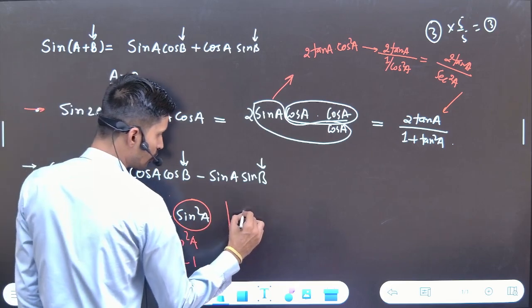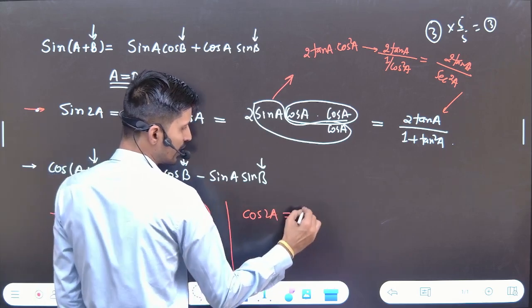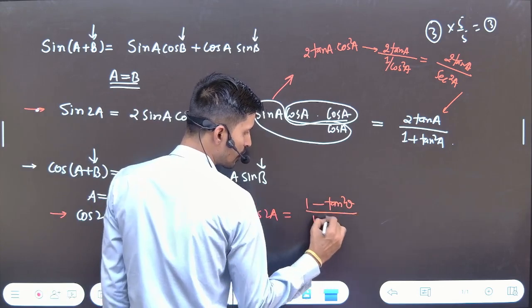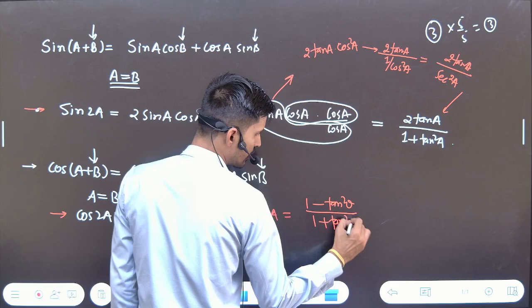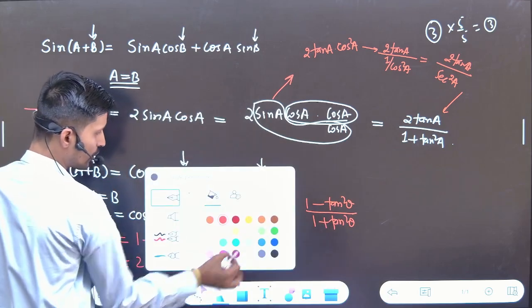And what is the fourth formula? Cos 2A is 1 minus tan²A upon 1 plus tan²A. How will we get this formula? See, this formula I am going to generate.